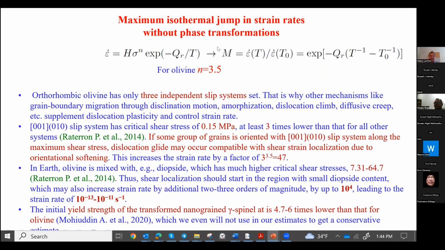And first, shortly, we check whether such a jump in strain rate is possible without phase transition. I will not go into detail. We use a generic equation which is used in this field for strain rate. And there are two mechanisms which allow strain localization and an increase in strain rate. But altogether, it gives just 4 orders of magnitude increase in strain rate.